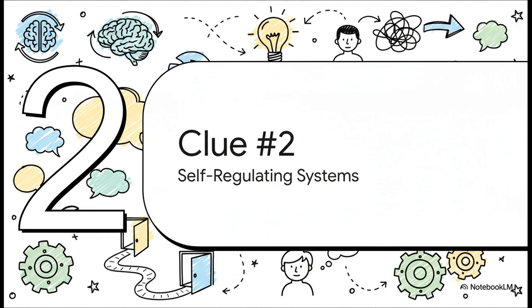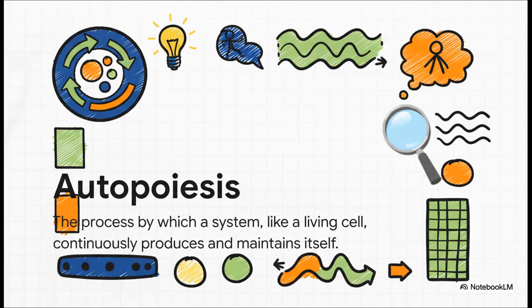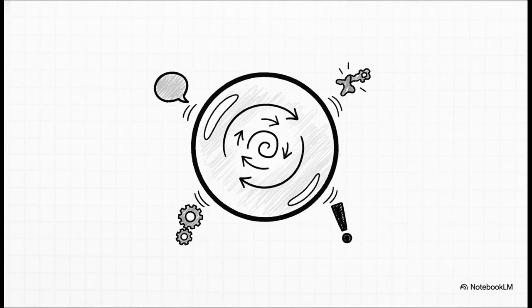Okay, let's grab our second clue. This one comes from biology and systems theory, and it builds right on top of our first one. It basically explains that we humans, psychologically speaking, operate like these self-contained, self-regulating systems. Now, the scientific term for this is autopoiesis, which is a mouthful, but it just means self-creation. The best way to think about it is like a living cell. A cell is constantly maintaining itself, regenerating itself, all based on its own internal rules. It's in charge. It decides what to let in and what to keep out. It is totally autonomous.